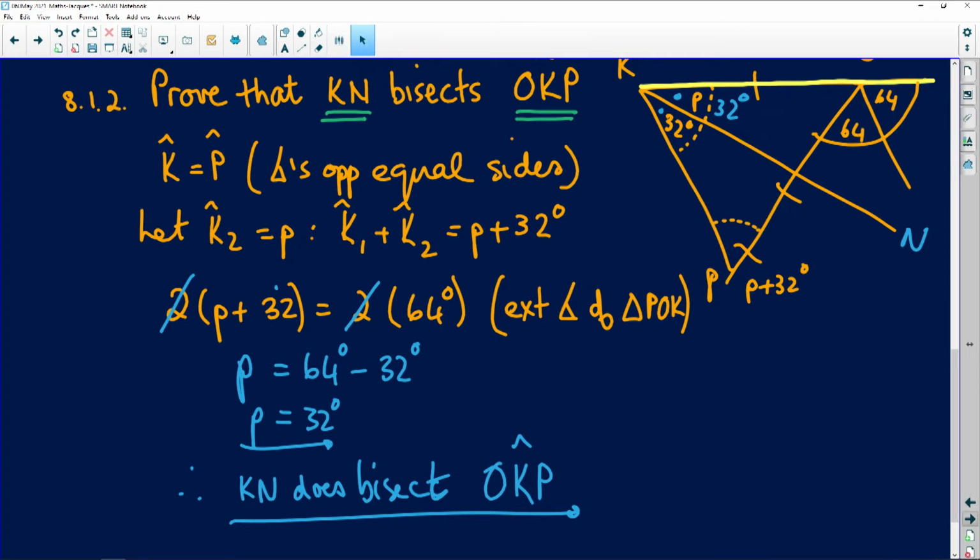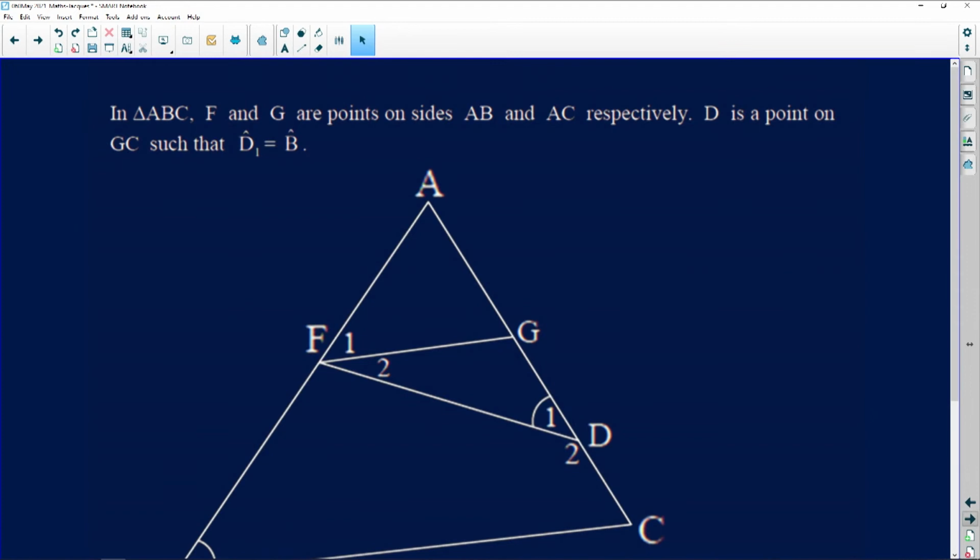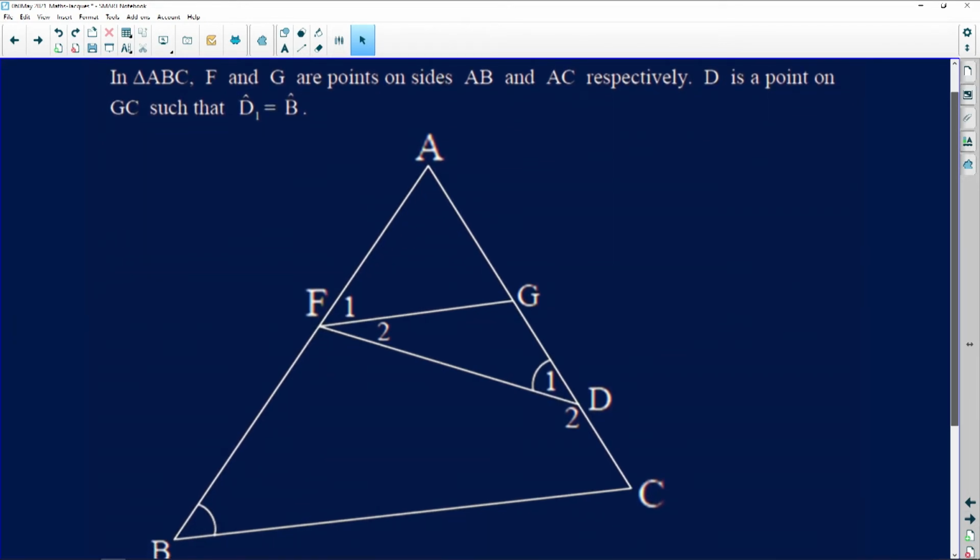We're still busy with question 8 of the geometry paper. This one is a tad bit more interesting, but not necessarily more difficult. Okay, so let's read. In triangle ABC, this whole triangle over here, F and G are points on sides AB and AC respectively. F and G are 2 points that lie on the sides AB and AC. Okay, nothing much said by telling us that.